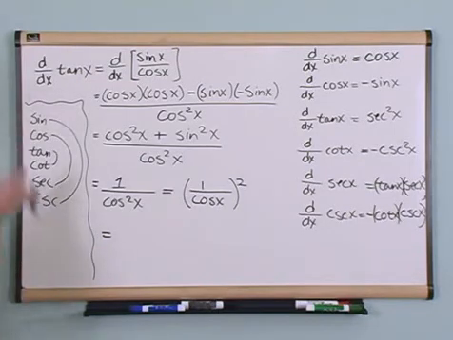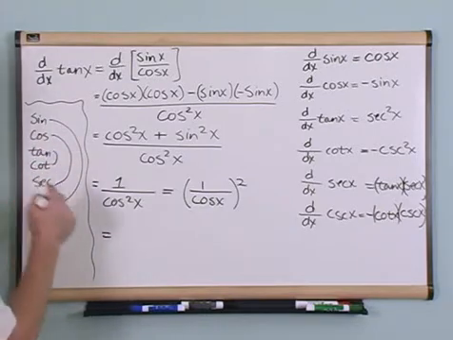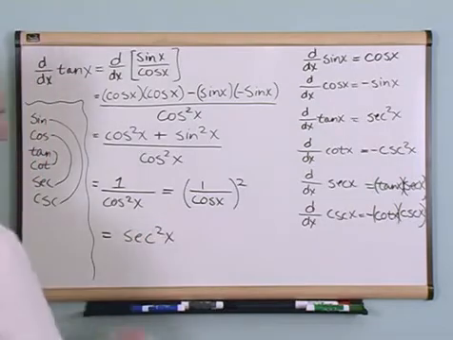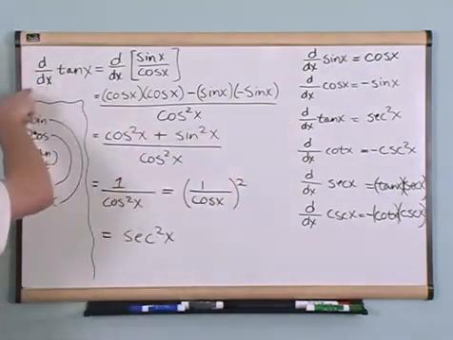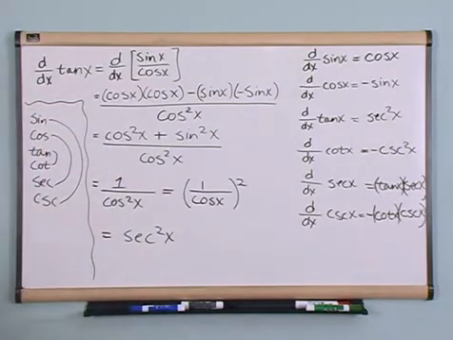You notice I didn't look at any table of trig functions. I don't have all these memorized. I just write it down and figure it out. But you could also look in a table, and you could convince yourself that 1 over cosine is equal to secant. So then what you get in the end is secant squared of x. And that's exactly what we started with. So we've proved that the derivative of the tangent function is equal to secant squared of x.